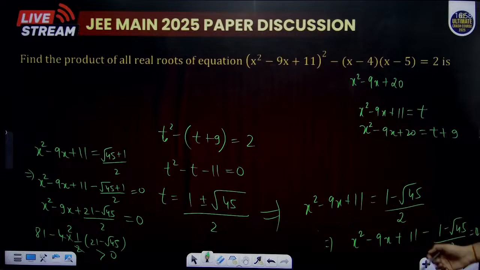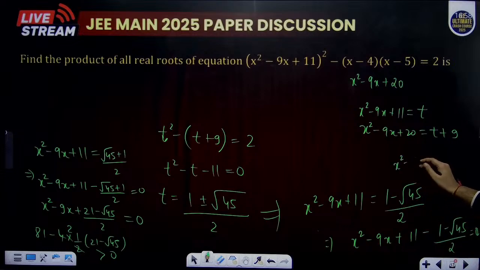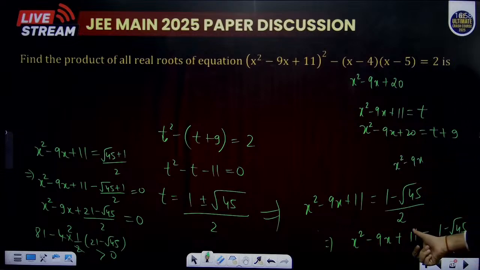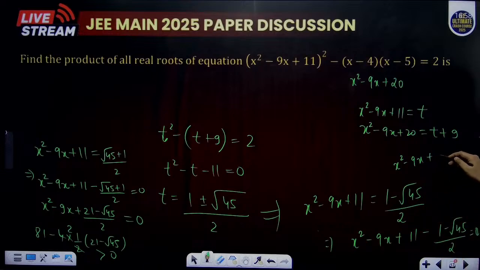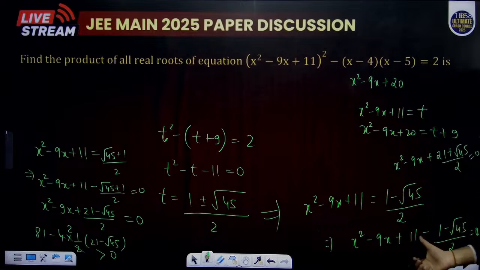So this equation will become x square minus 9x plus 2 elevens are 22 minus 1, 21 plus root 45 by 2. So this will become 21 plus root 45 upon 2 equal to 0.